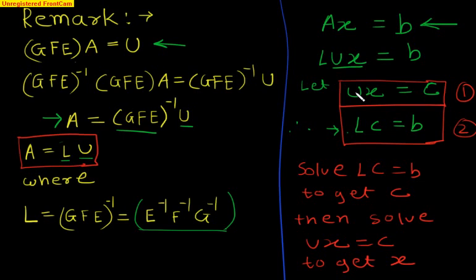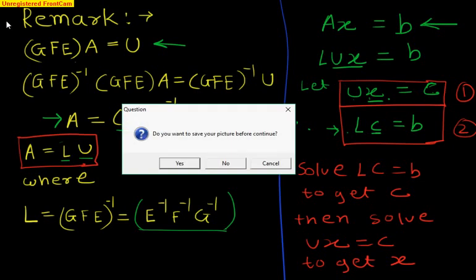Simple is this. Why Ux equal to c? If you don't know, I will show you. This U is a matrix, 3 by 3, 4 by 4, any, but the x is a single column matrix, which is a column vector. When a matrix is multiplied to a column vector, you will get again a vector. That's why. Now you can find out the c, then put the c in equation 1, you will get x. I think this is clear for you.